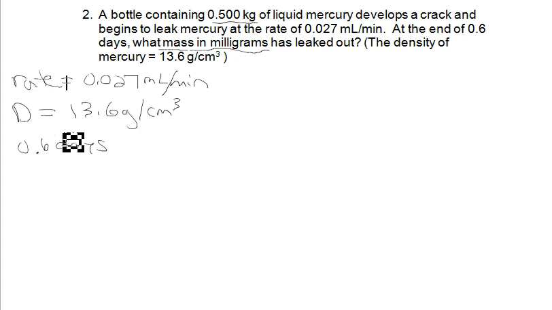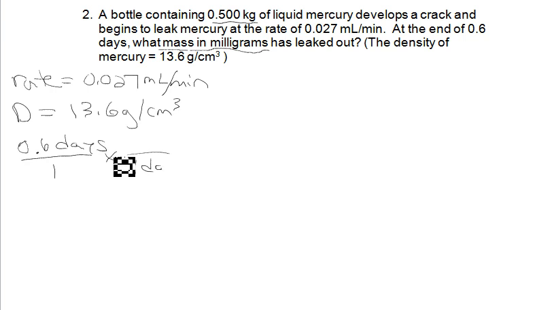So both of these are equivalences, and you can treat them as conversion factors, and this is really your one measurement. So you have 0.6 days, so if you want to start with that and put it over 1. And rate will allow us, if we know how long it's been leaking for, knowing the rate, we'll be able to figure the volume that's leaked out. And then knowing the density, we'll be able to figure out what mass that would be. So we need to change days into minutes so we can use the rate.